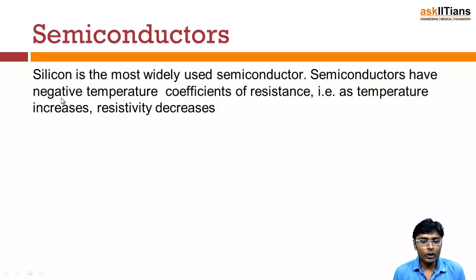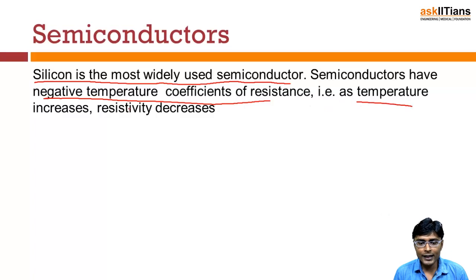Silicon is the most widely used semiconductor. In almost all applications, silicon is used as the semiconductor, and one of the reasons is that it can be operated at a very high temperature. Semiconductors have a negative temperature coefficient of resistance. This means that if we increase the temperature, the resistance will decrease. So there is an inverse relationship between temperature and resistance for semiconductor devices.